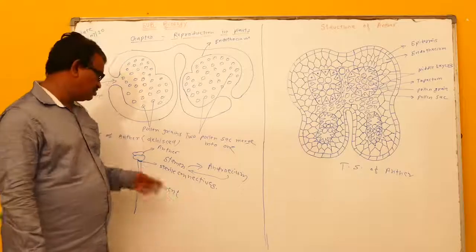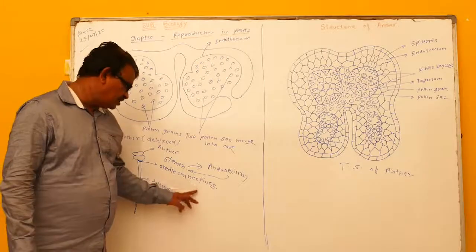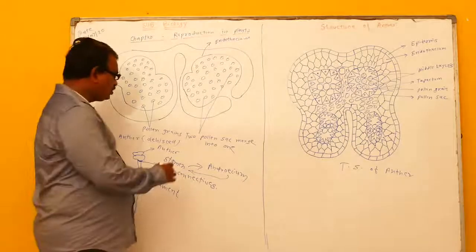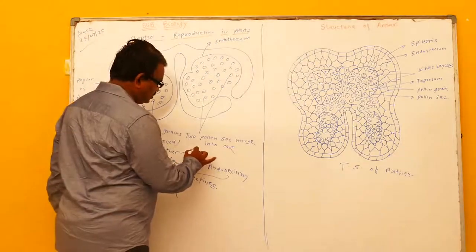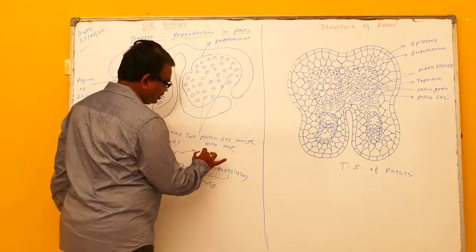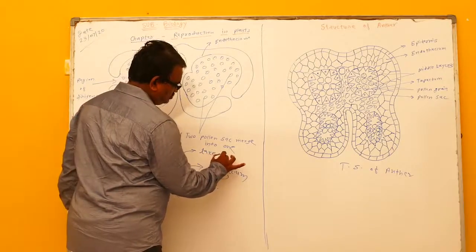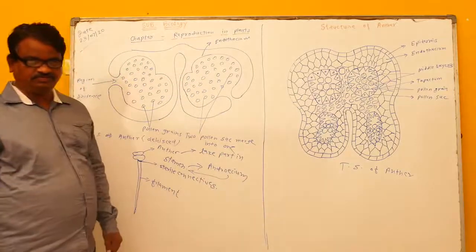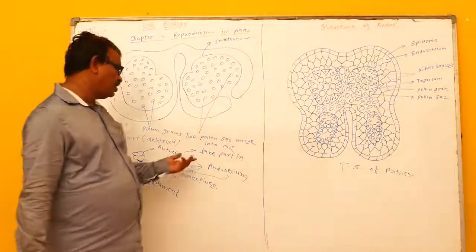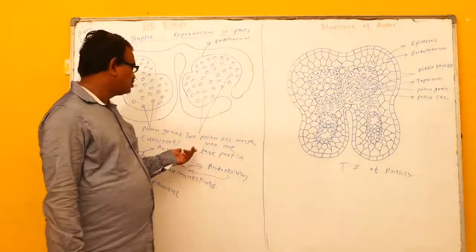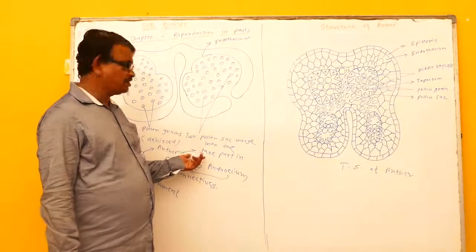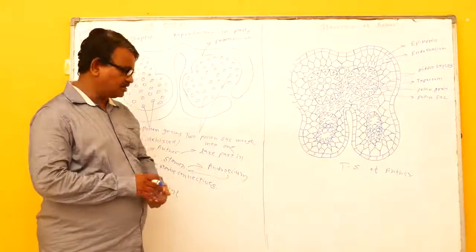In the stamen, there are anther, sterile connective tissue and the filament. Out of these, only the anther takes part in reproduction because it contains the male genetic material.